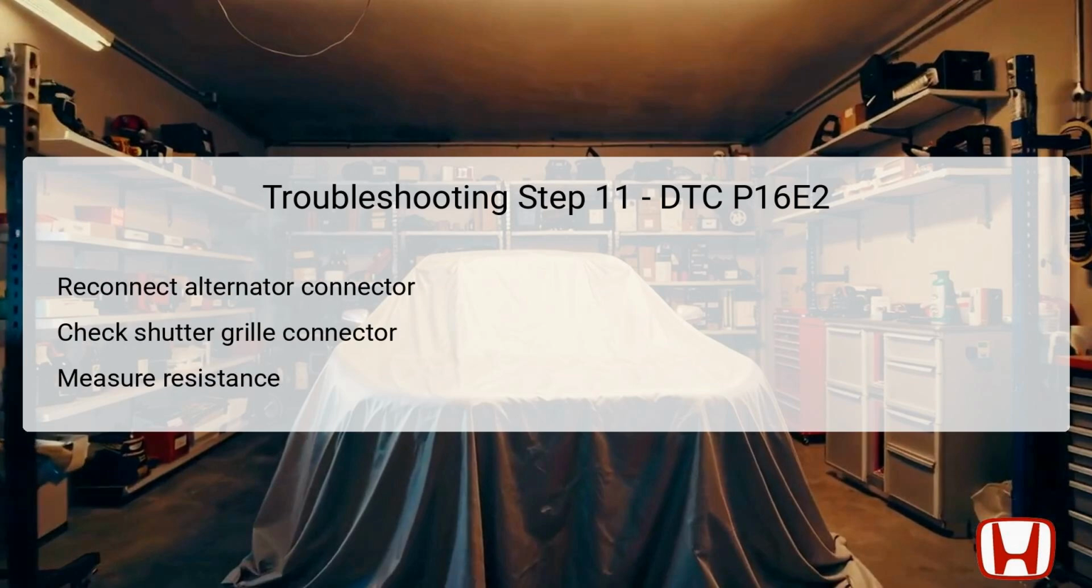Step 11 brings the focus back to assessing issues linked to the alternator, which may be contributing to the DTC P16E2 findings. Following reconnection of the alternator 1P connector, you will need to proceed by disconnecting the shutter grill's upper and lower 4P connectors. Resistance measurement is performed between test points, defined by choosing a terminal from the shutter grill connector and comparing it with body ground.